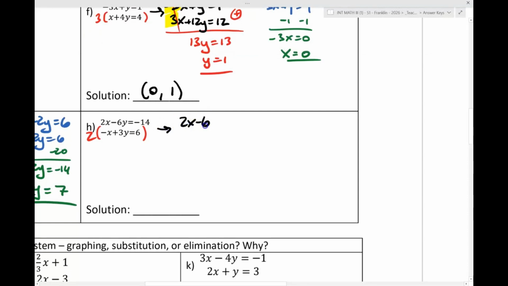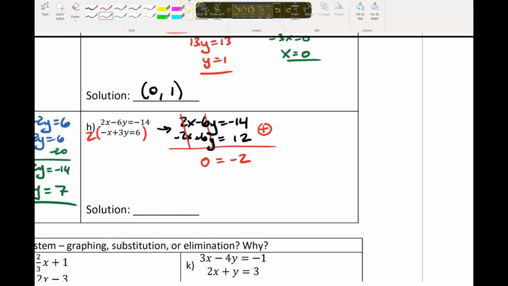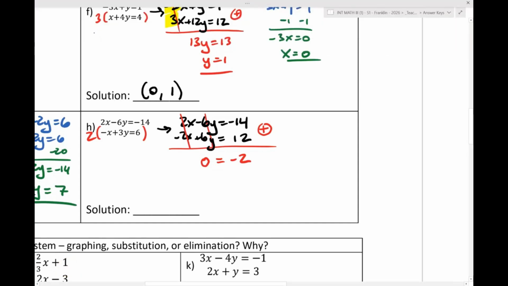So 2x minus 6y equals negative 14. That didn't change. And my second equation will be negative 2x plus 6y equals 12. All right, and now we can add these together to cancel out those x's, but something else interesting is going to happen here. The x's cancel out, and the y's cancel out. Negative 6 plus 6 is also 0, so I've got 0 equals negative 2. And this is obviously not a true statement. 0 does not equal negative 2.